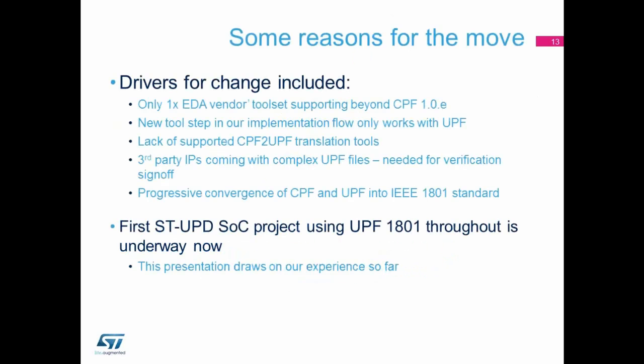I won't go through this in detail, but I've listed some reasons why we decided to move. John's already mentioned the convergence between UPF, the IEEE standard, and the CPF standard. So CPF fed into 1801, particularly more so now in 2013. Something that's quite a key point here, I think the fourth point on this list, is third-party IPs coming with complex UPF files. To be able to do UPF verification using UPF coming into the SOC, we had no way to translate that into CPF, so we were starting to face problems. This is one of the reasons that we decided to move to a complete UPF strategy for our SOCs.